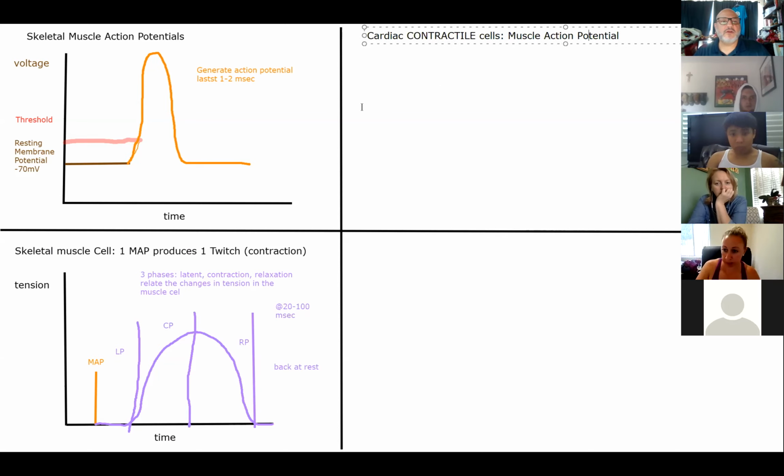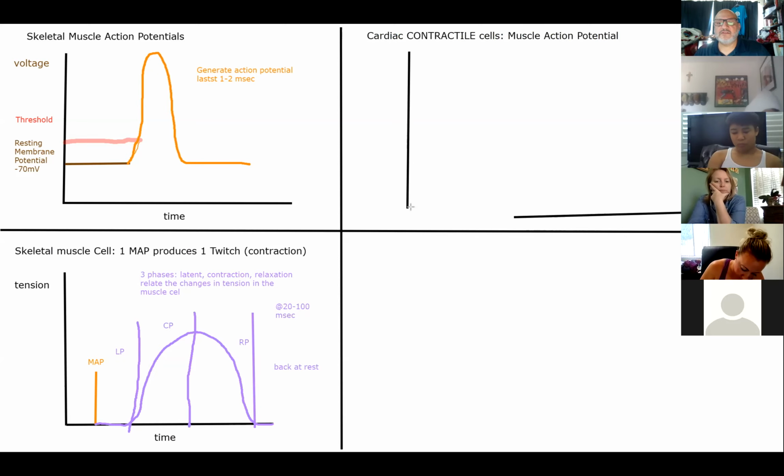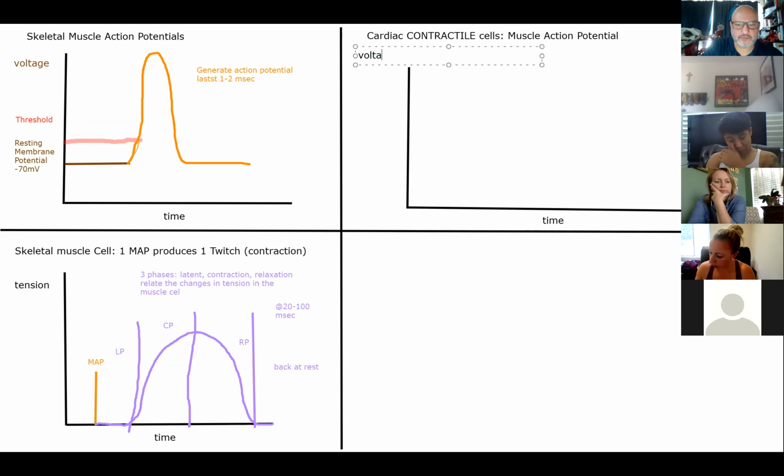All right. We are going to start off the same way. We need a graph. So we need our X and Y axes. And again, down here we will be doing time, and up here we will do voltage. And here's the cool thing. The process starts the same way. Our cardiac contractile cells have a resting membrane potential.